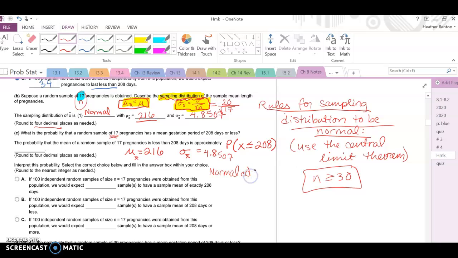And so we're going to do normal CDF, and we are looking for less than or equal to 208. And so we know on a number line that would look like this. Here's 208, and we would be doing everything less than or equal to that. So basically we're doing negative infinity up to 208. So our lower limit will be negative 1 times 10 to the 99, comma 208. Our mean will be 216, and our standard deviation is the 4.8. I'm running out of room.